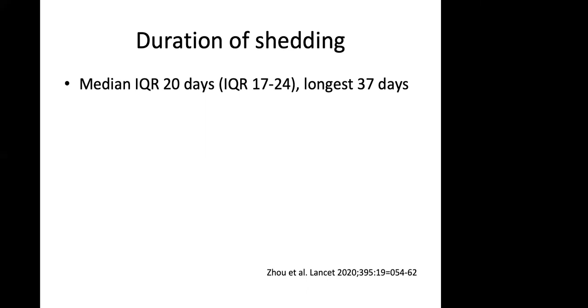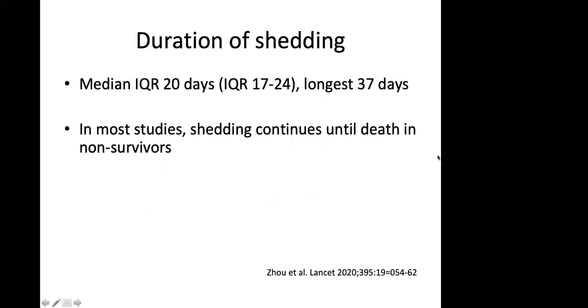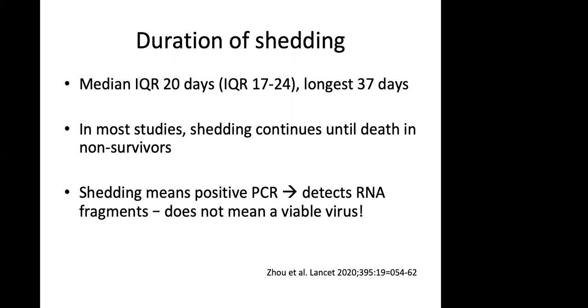So the median number of days where patients are found to continue to have positive testing for SARS-CoV PCR is 20 days. Longest reported was 37 days. In most studies, the shedding continues until death in non-survivors, as we showed in a couple of slides previously. And then the shedding essentially means positive PCR. So it detects RNA fragments. It does not mean a viable virus. Meaning, if you do have a sample that's positive for PCR, it just tells you there is positive RNA. So there's evidence that this patient has this virus. However, we don't really have enough information at that point that says the patient is contagious.